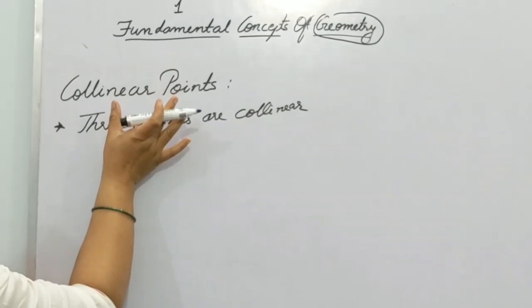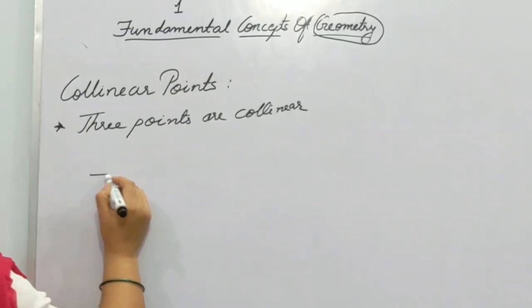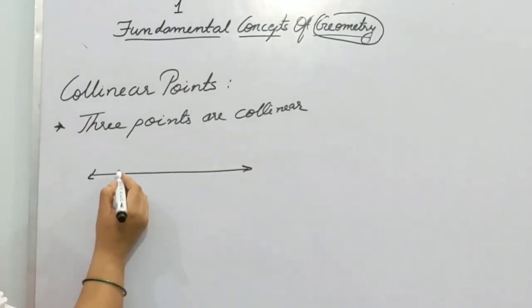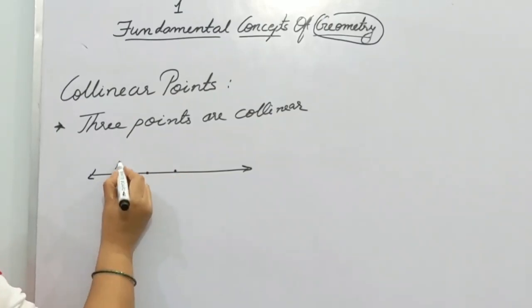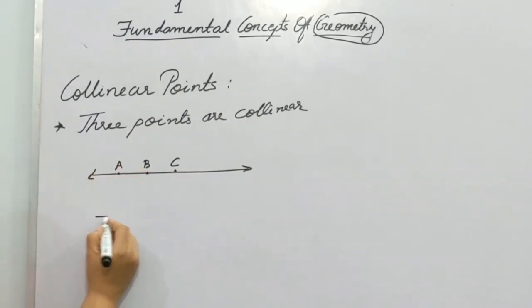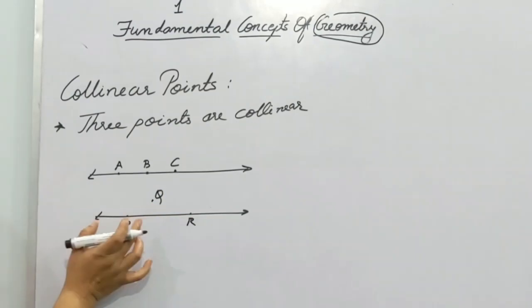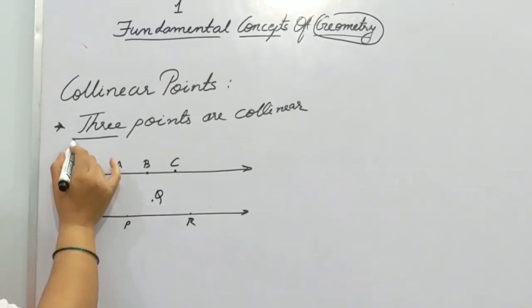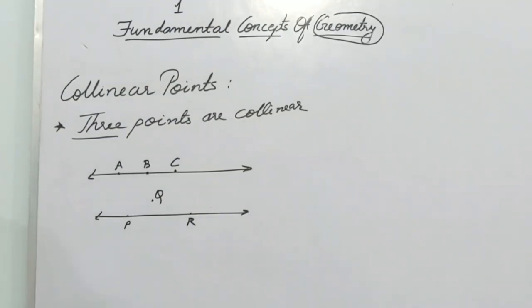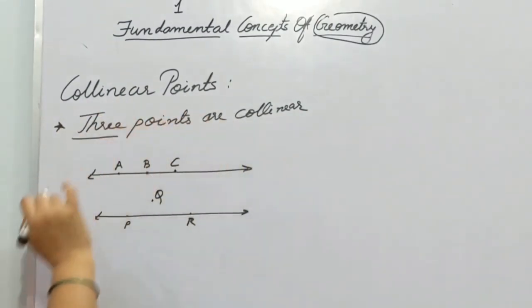Collinear points. To define collinear points, we consider three or more points. I'll tell you the reason behind it. Three or more points are said to be collinear when all lie on the same line. Here point A, point B and point C are collinear points. Or if the three points are not on the same line, then they are non-collinear. Here I have used 3 points because 2 points always lie on a line. So to define collinear points, we consider 3 or more points.